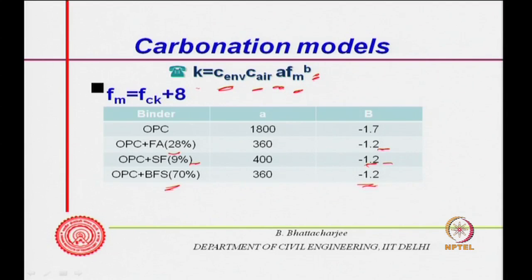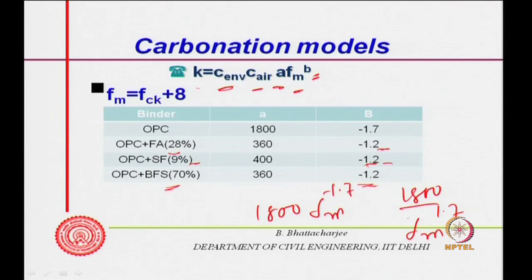And if you calculate this, let us say 1800 into some strength Fm to the power minus 1.7, or in other words 1800 divided by Fm to the power 1.7, you will find this K value comes out to be low compared to 300 divided by Fm to the power 1.2.